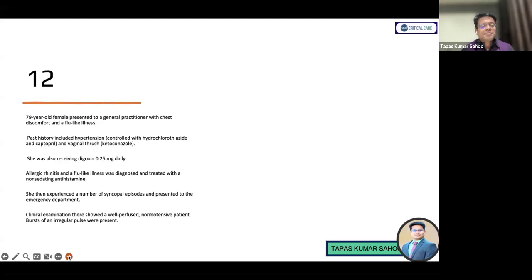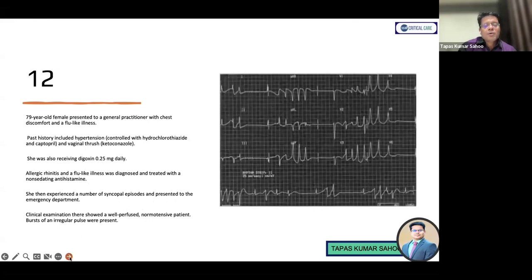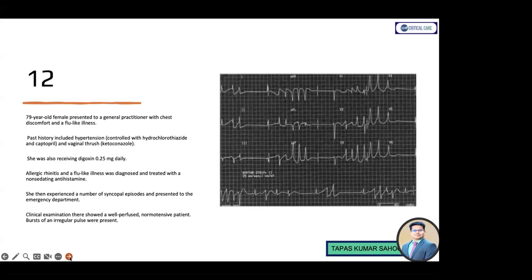bursts of irregular pulse were present. So the clue here: 79-year-old female, chest discomfort, flu-like illness. Because of the flu-like illness and allergic rhinitis, she started taking an antihistamine, and then she is having these irregular pulses. When you did the ECG, this is the ECG finding. What is happening? She has non-sustained VT.